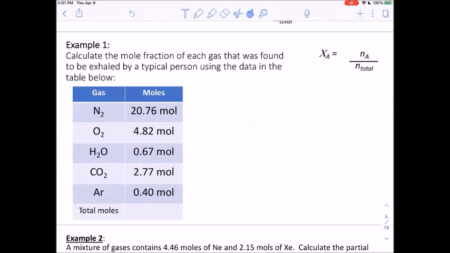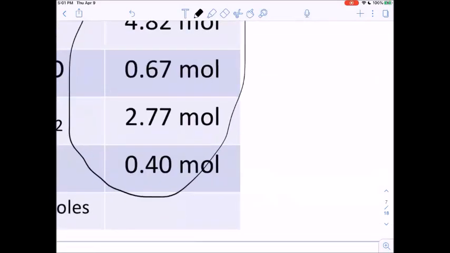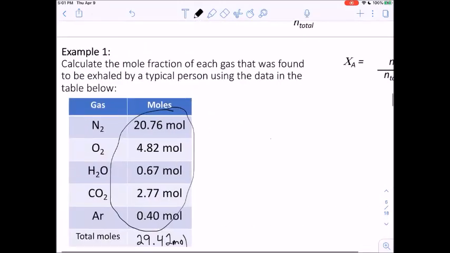This one here has us calculating the mole fraction of each gas that was found to be exhaled by someone using the data below. First thing we need to do is find the total amount of moles so that we can have that total to divide everything by. So we would add up all of these here to find the total. When you put all those into the calculator and add them all together, you end up with 29.42 moles. So that's my total now.